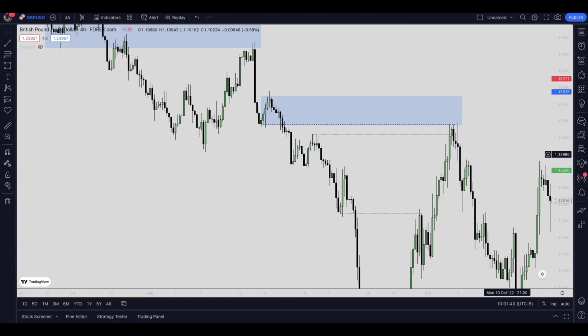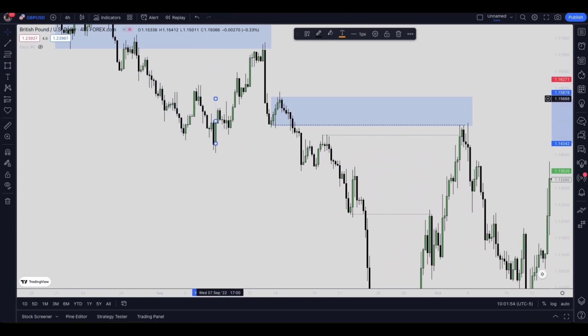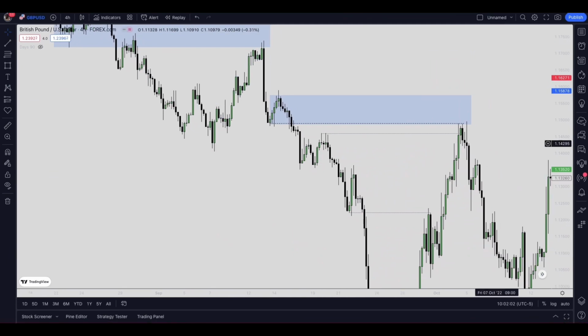The reason that it did not reverse at these order blocks is because we have a previous large consolidation, right? Which is this, and this order block is inside of that. So that's why it was so powerful.